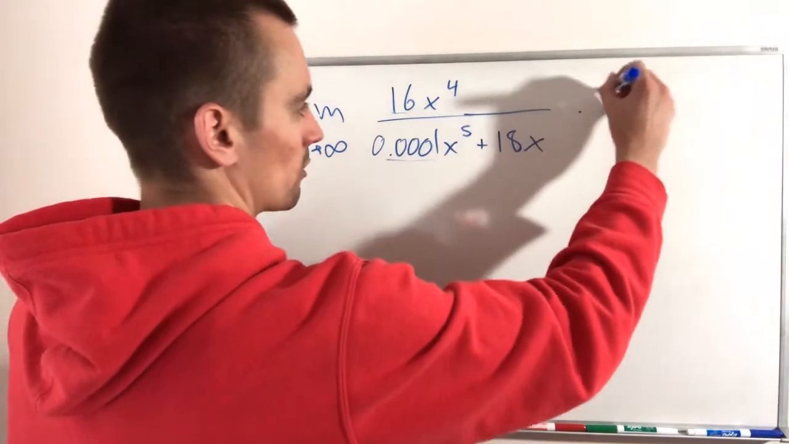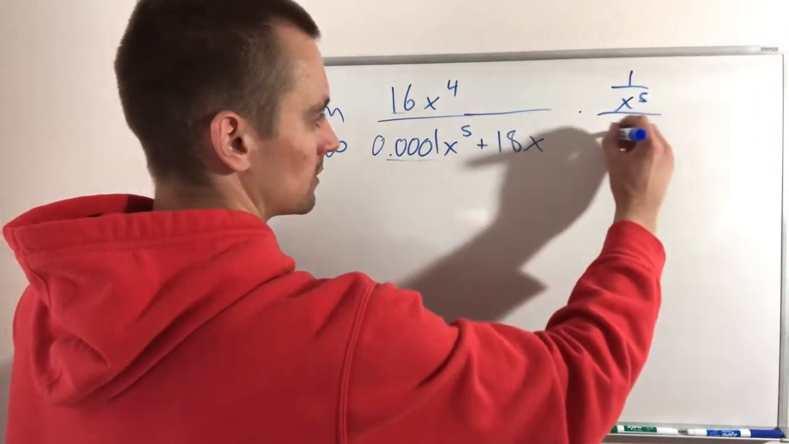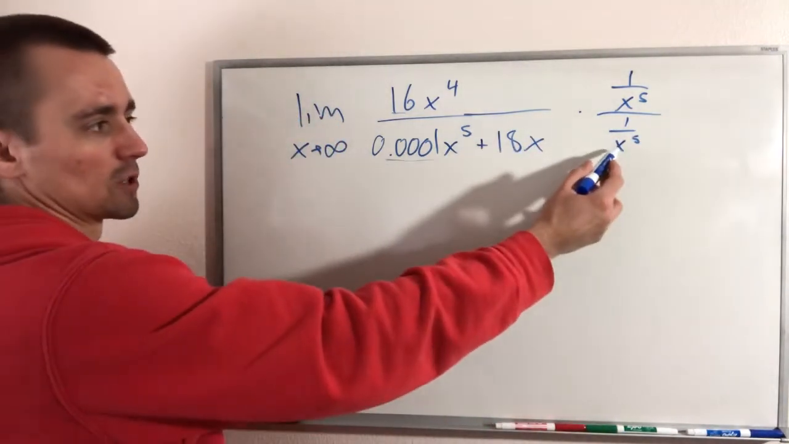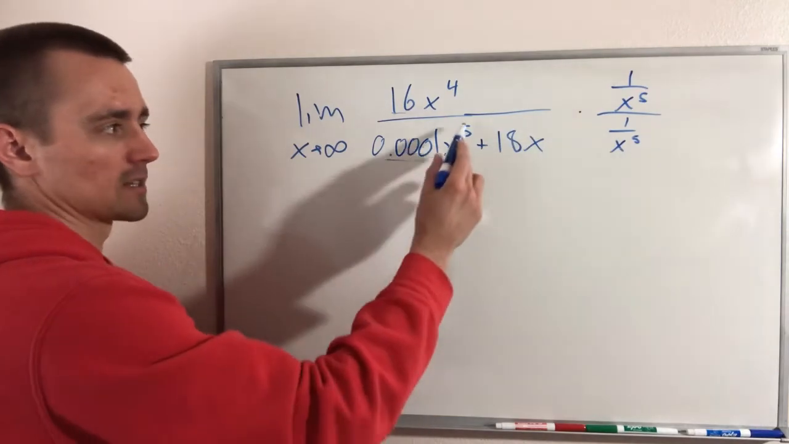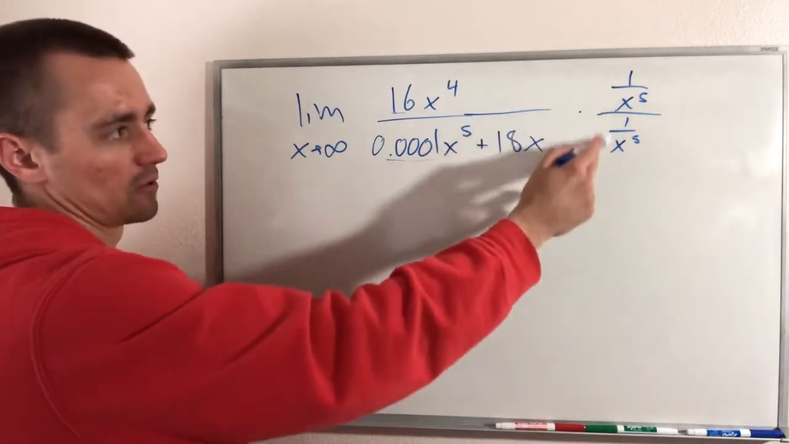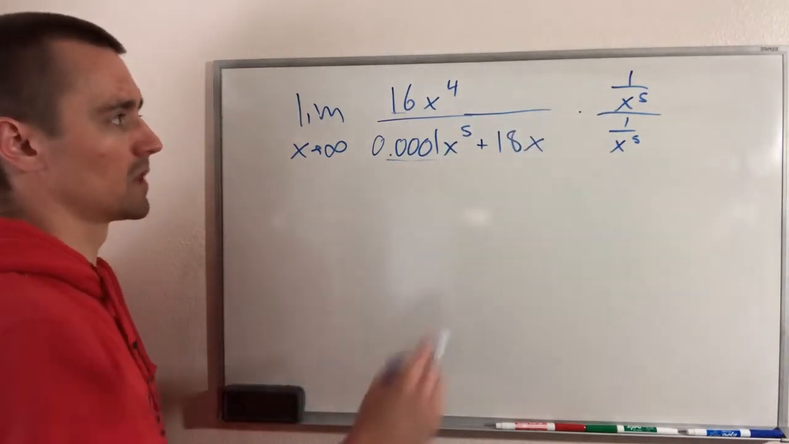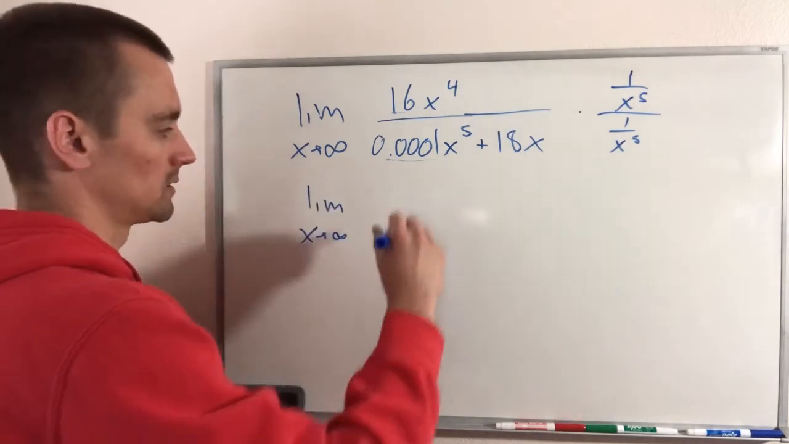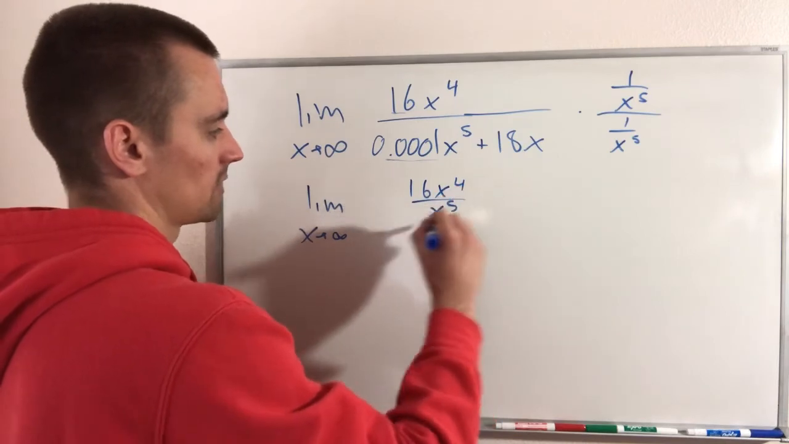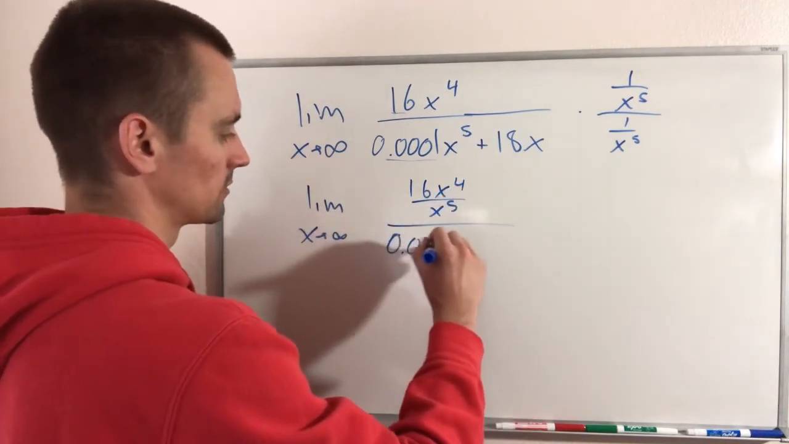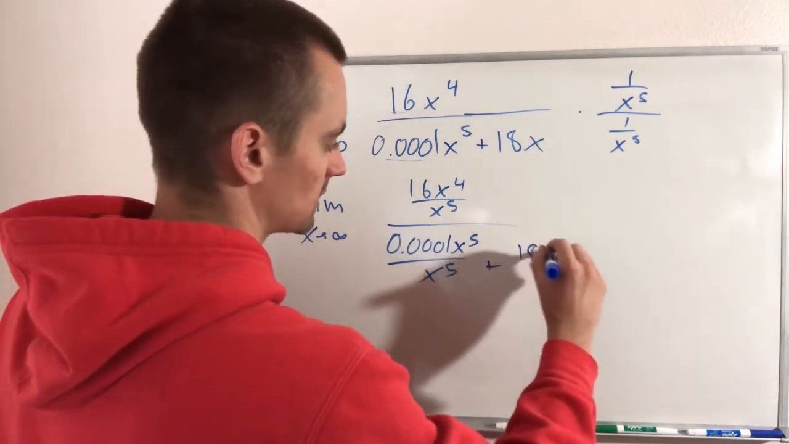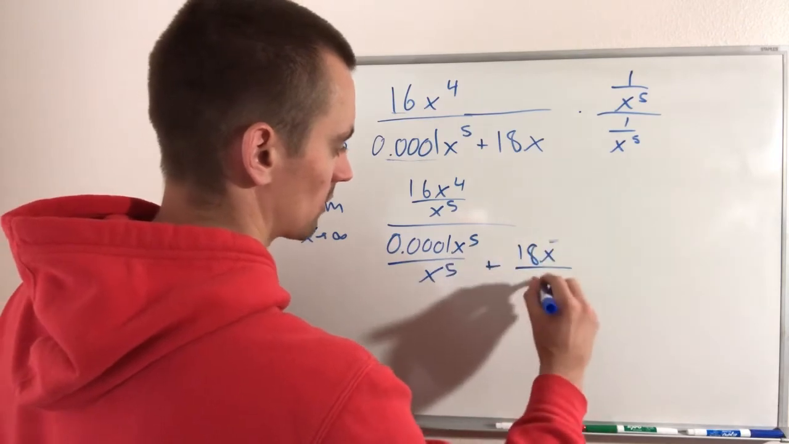If we multiply by 1 over x to the 5th, because, again, we're just going to multiply by 1 over the highest powered x that we have in our denominator. In our denominator, x to the 5th is our highest powered x, so we're going to multiply the top and bottom by 1 over x to the 5th. All that's going to end up giving us is 16x to the 4th over x to the 5th, 0.0001 x to the 5th over x to the 5th, plus 18x over x to the 5th.